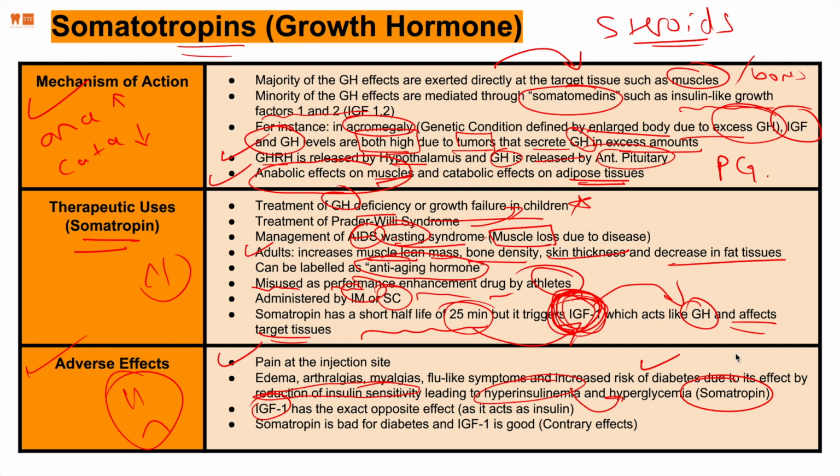And it's, of course, the production of somatropins, synthetic steroids. But IGF acts exactly the opposite. When it does act, it acts as insulin and leads to hypoglycemia. See how it kind of plays a cyclic role, guys? And that's the whole hormonal system. We'll get to that in detail in iodine, and I promise you it is frustratingly confusing, but we've tried to make it as easy as possible. Somatropin is bad for diabetes, and IGF-1 is good as they have contrary effects.